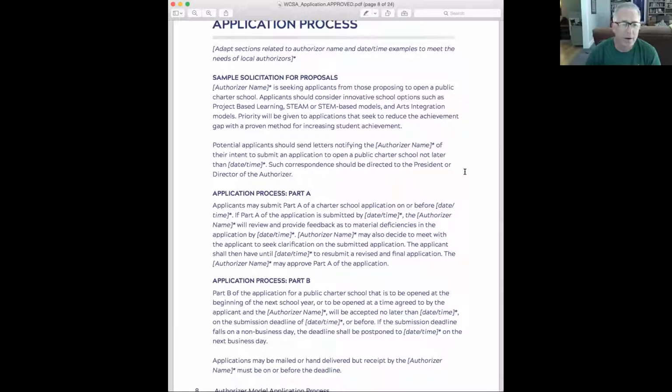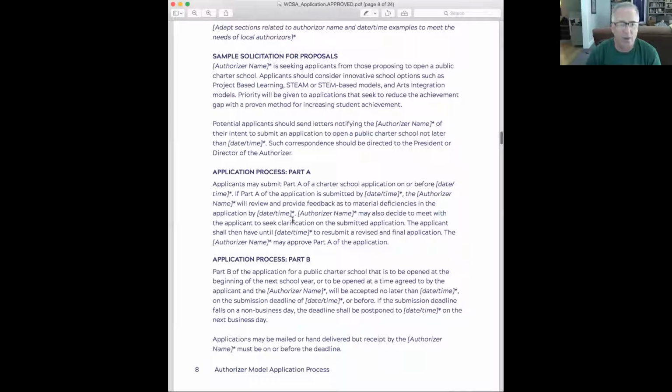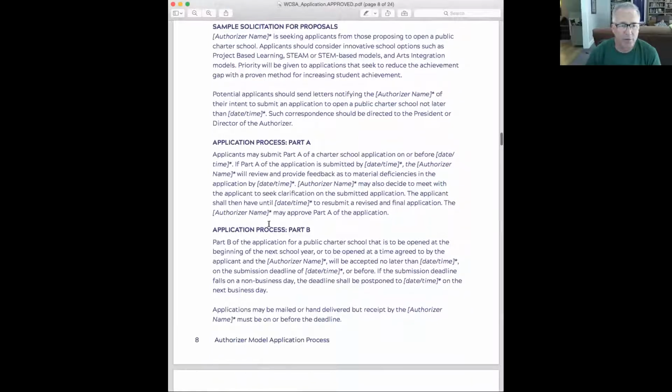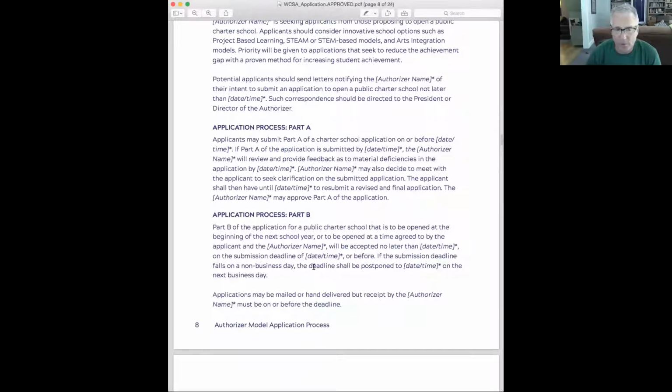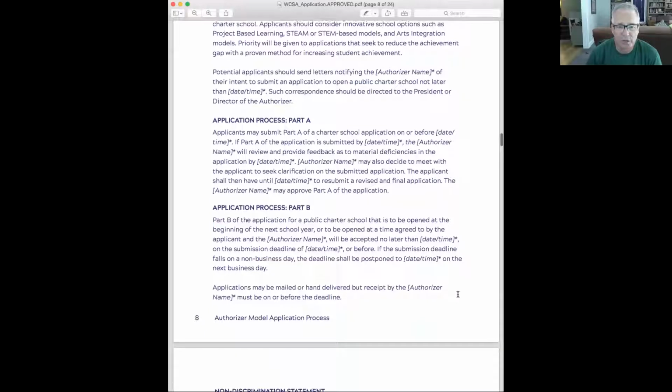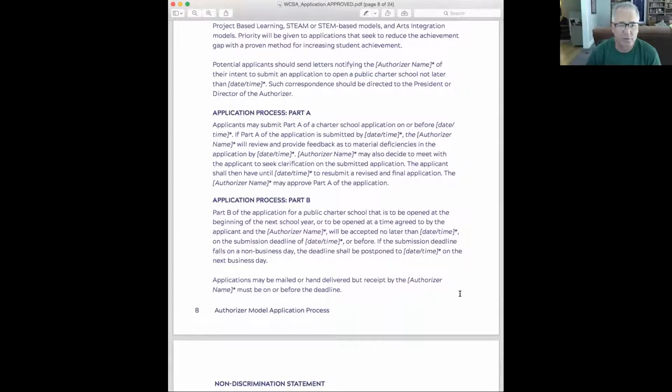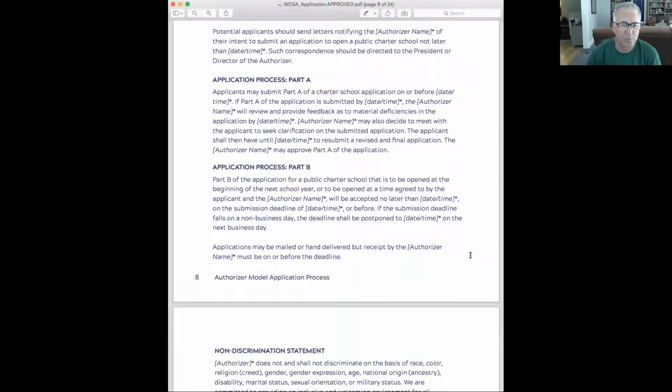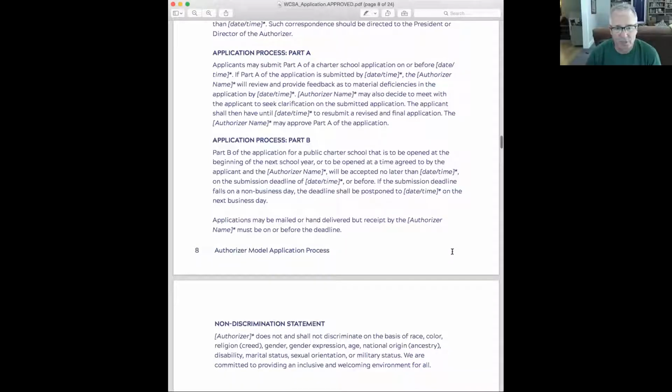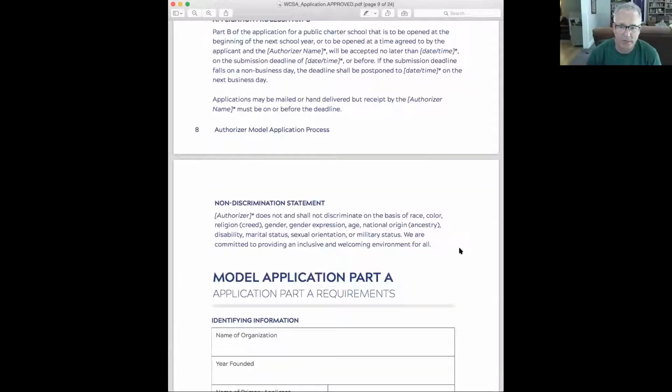No? Okay. So a little more boilerplate language, if you want to call it that. Application process part A. These are all solicitation examples. Gives the district, or any authorizer, the opportunity to put this in play, use it as the language necessary to communicate with the public in terms of what's available and when they want certain things from the different parts of the application. Even a non-discrimination statement that puts it out there. So if they haven't included that, some information there.